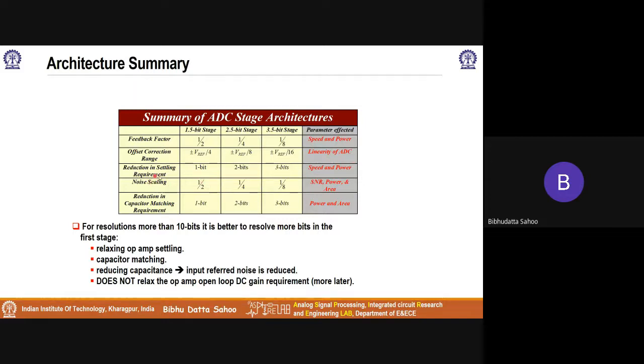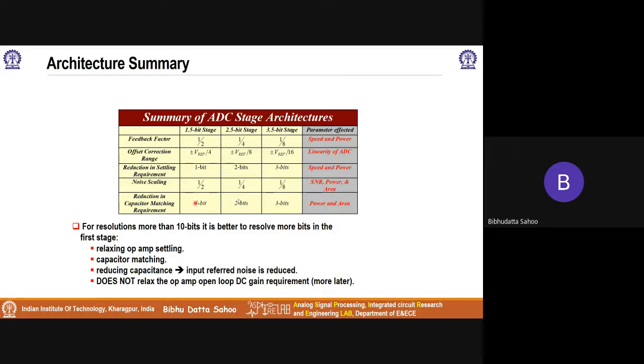A reduction in settling time affects, now if the op-amp settles to less number of bits accuracy, that means it needs less number of time constants. I'll explain that, and give you an expression of the time constant required to settle to a certain accuracy. So less number of time constants. If less number of time constants are required by an op-amp for a given clock frequency, that means I can achieve higher speed. So this therefore affects speed and power.